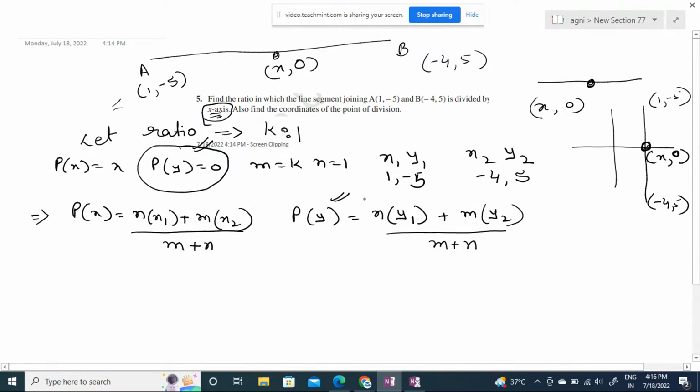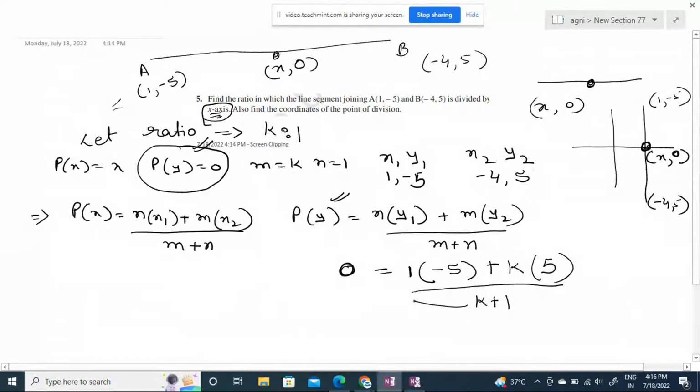So I will go for Py. We substitute: value of n is 1, value of y1 is minus 5, value of m is k, value of y2 is 5, over m plus n that is k plus 1. Now when we multiply 0 with any digit, it becomes 0, which is equal to minus 5 plus 5k. So we get 5k is equal to 5, and k is equal to minus 5 by 5, that is minus 1.